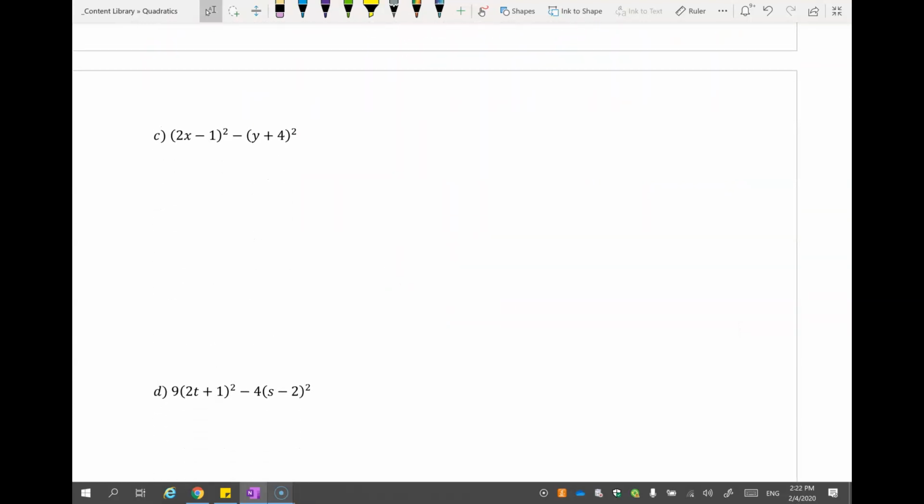Okay, we're just going to do another one. And it's very similar. It looks kind of messy right now, like how am I going to do this? But you can simplify it first. So we can call this A, and we can call this B. So A can be 2x minus 1. B can be y plus 4.